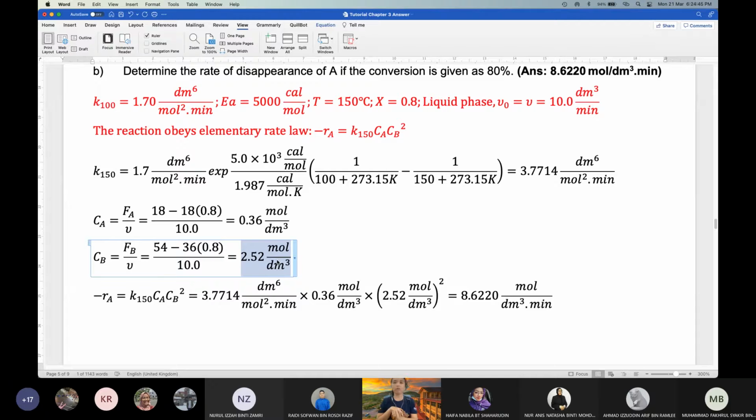So now you already got your K at 150. You got your CA, you got your CB. You can now find your minus RA directly. So minus RA equals, replace your K, 3.7714. Replace your CA, 0.36. Replace your CB, but don't forget power of 2, because it is second order with respect to B. So you replace 2.52 power of 2, you get the final answer as 8.6220. Okay, so this is the rate of disappearance of A at 150 Celsius.